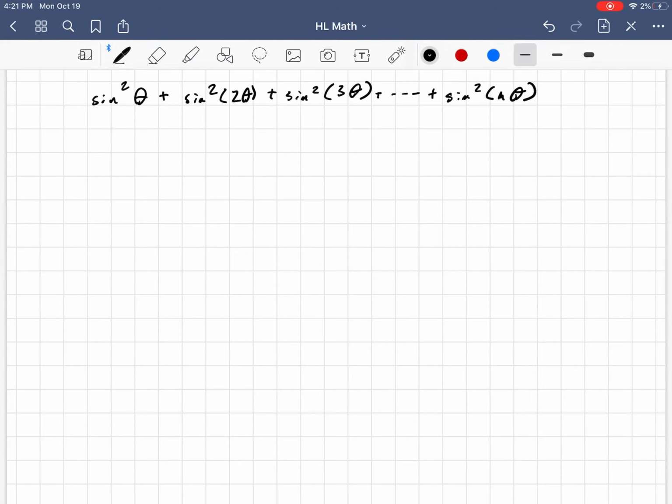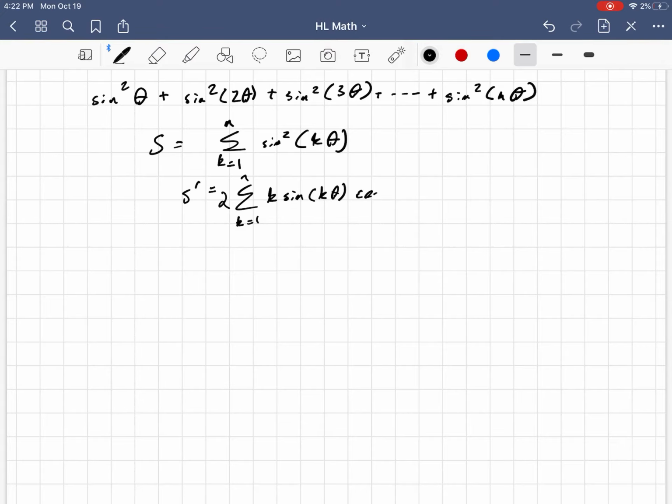how would you come up with a formula for something like this, right? So the first thing that pops out to me, well, I tried a number of things. For example, I tried setting s equal to the sum from k equals 1 to n of sine squared of k theta, right? That's just our original problem written in sigma notation. And then taking the derivative, so like s prime would be sigma k equals 1 to n of, and then here's where the problem arises, because you could bring the 2 up front, 2k sine k theta cosine k theta.